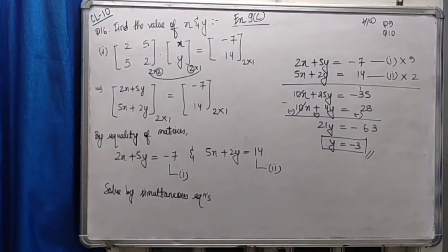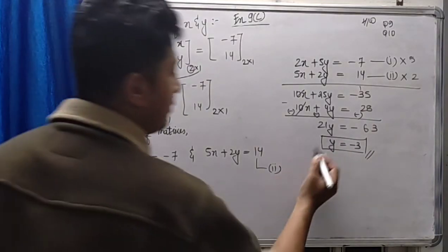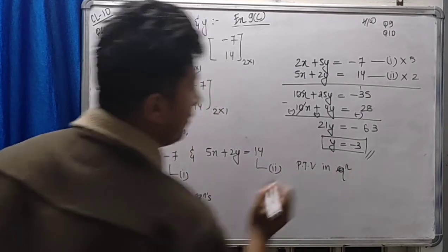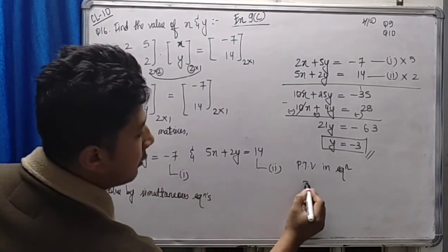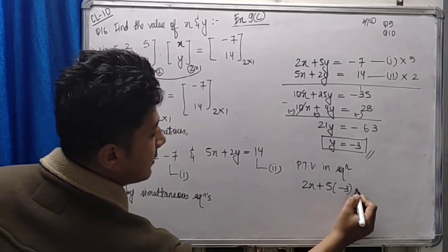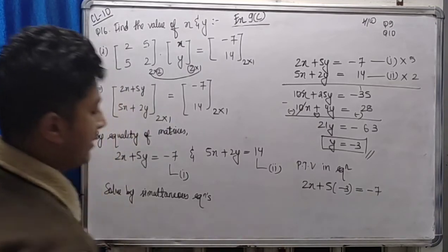Okay. So hence the value for y is minus 3. So therefore putting the value in equation 1, we have 2x plus 5 into y, which is minus 3, equals minus 7.